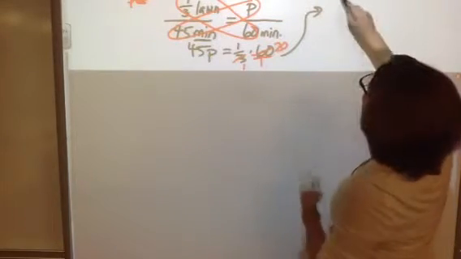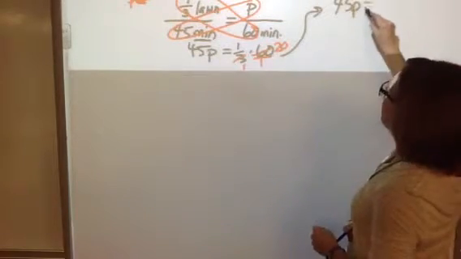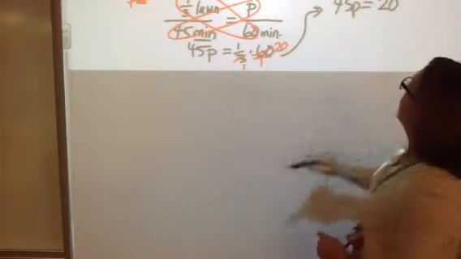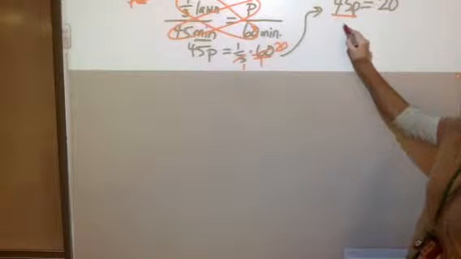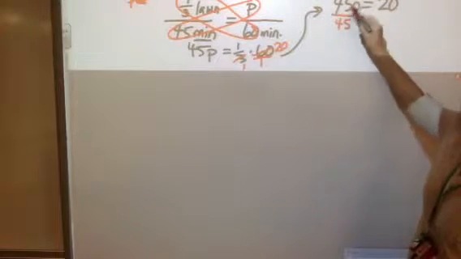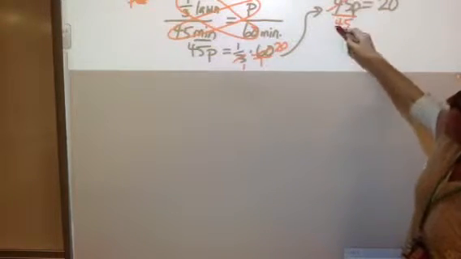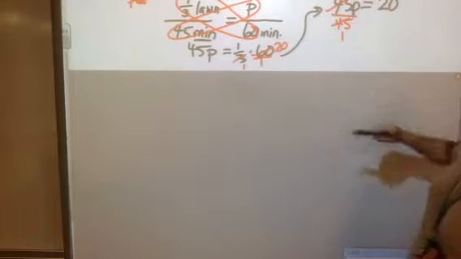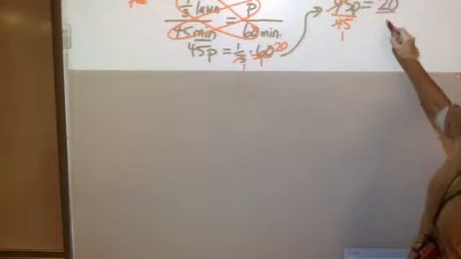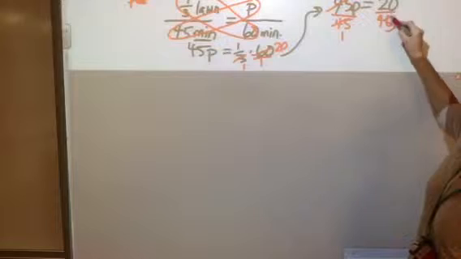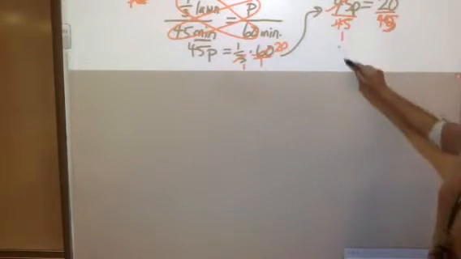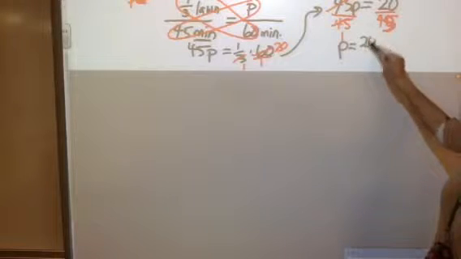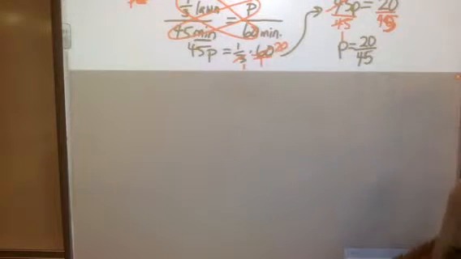So 45P equals 20. Now I want to get P alone. So I'm going to have to divide both sides by 45 because I have 45 times P and I want to undo that. So we do the opposite operation and divide, and we get 1P, or P. Over here we get 20 out of 45, 20 divided by 45. So here I have P, and here I have 20 over 45, which can be reduced.